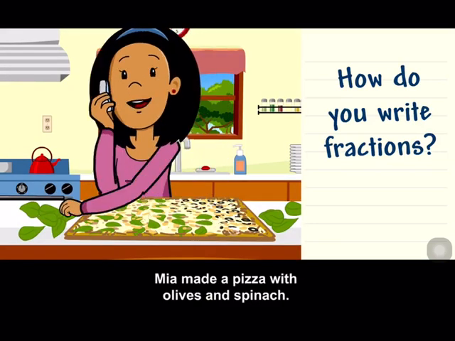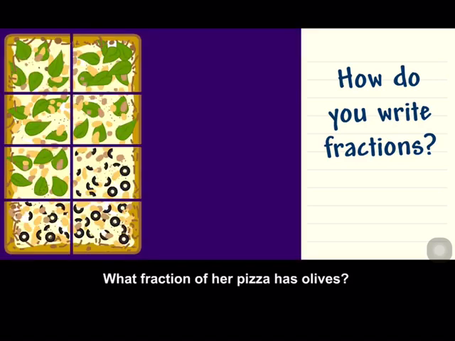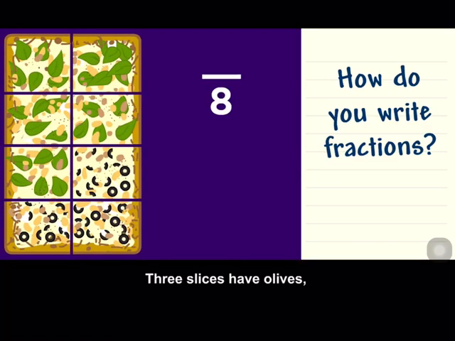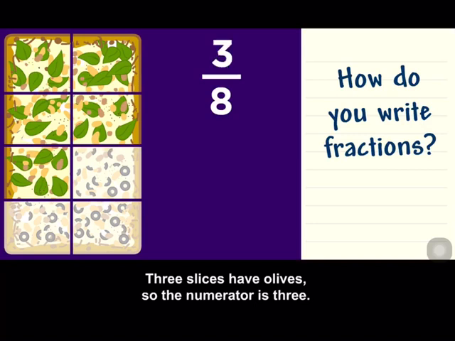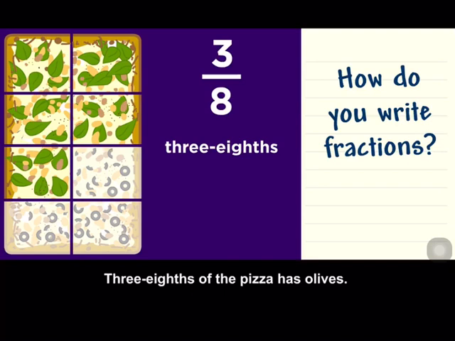Mia made a pizza with olives and spinach. What fraction of her pizza has olives? There are 8 equal slices, so the denominator is 8. 3 slices have olives, so the numerator is 3. 3/8 of the pizza has olives.